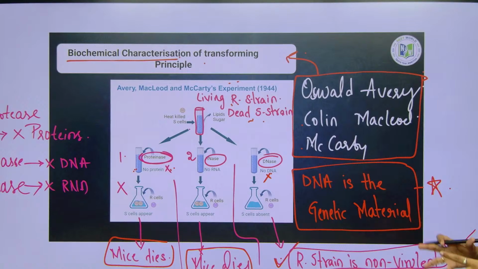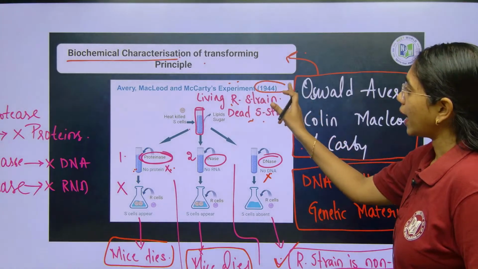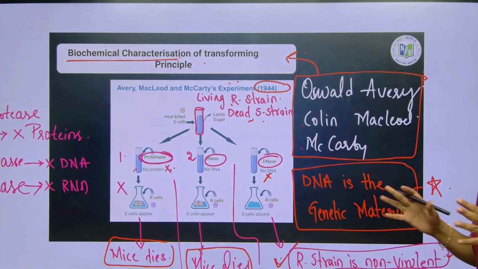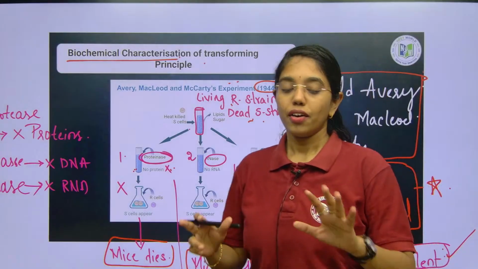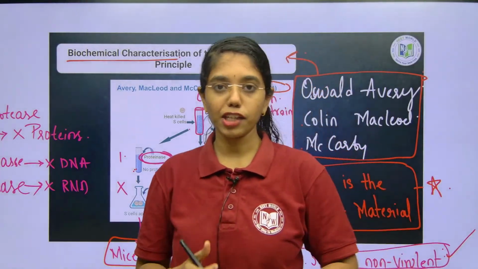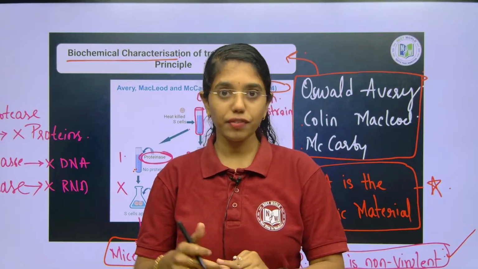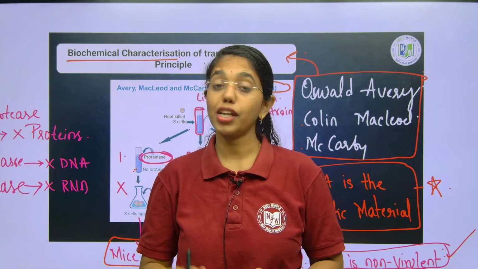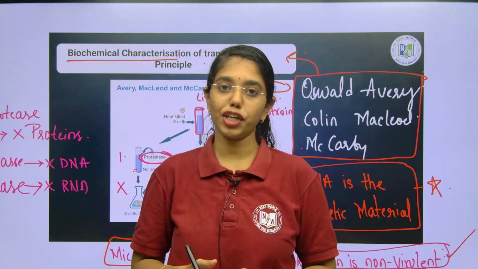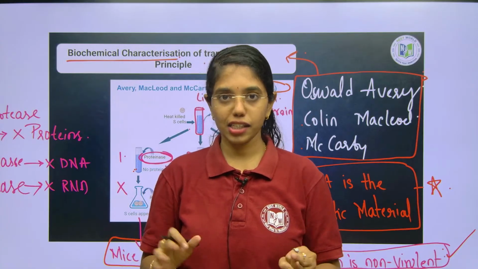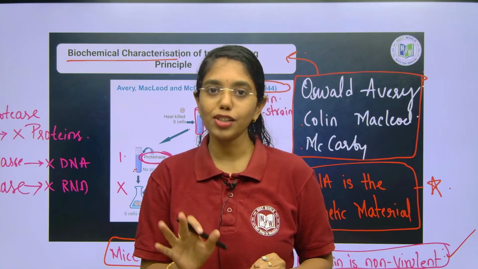Got it? This is the effect on the transforming principle that we can see, and this experiment was conducted in the year 1944. And the story is not ending here. We have identified that there is some transforming principle from Frederick Griffith's experiment, and in the second phase biochemical characterization was done, and we have seen that DNA is the genetic material. Till here it is clear, but the story is not ending here.